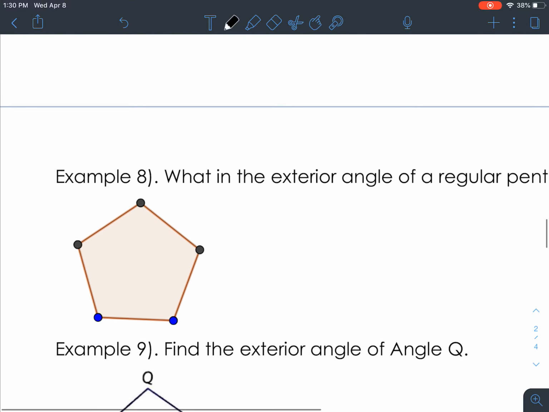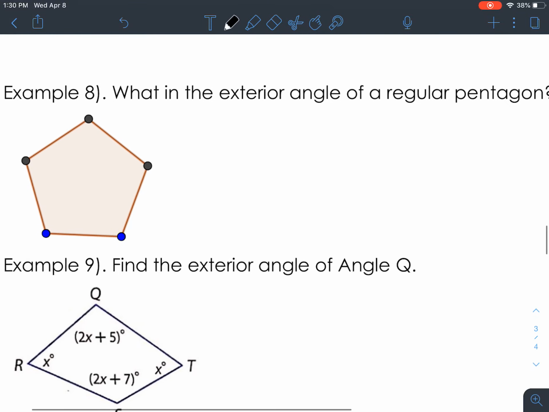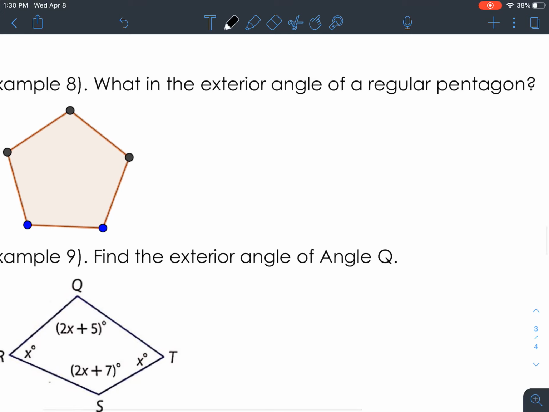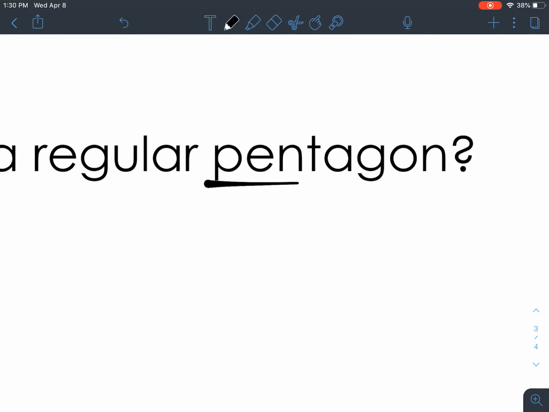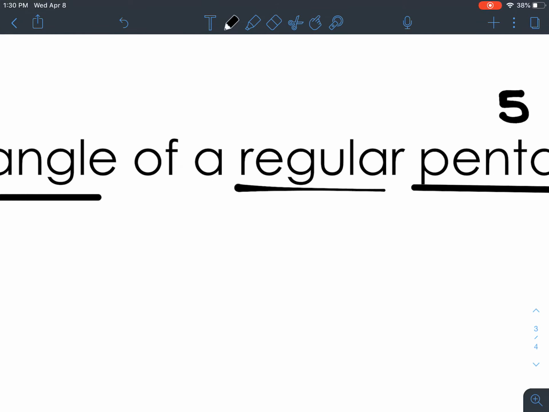Okay, so starting with example 8 now, it says what is the exterior angle of a regular pentagon? Okay, so let's break this down. Exterior angles, we know that they all have to add up to equal 360 degrees. We also know that it's a pentagon, which means that it has 5 sides and 5 angles. And regular means that all the angles are congruent.